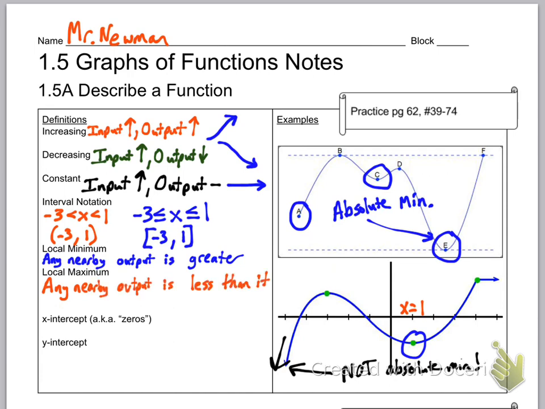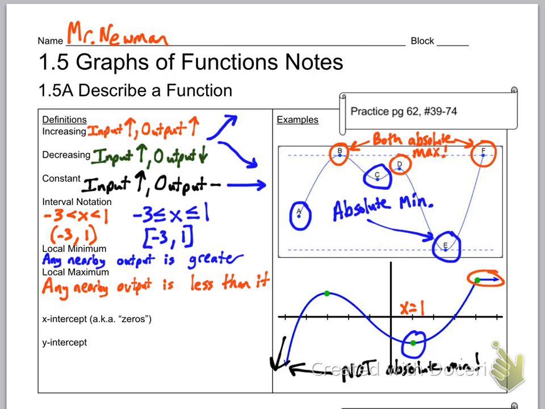Local maximum is when any nearby output is less than it. So, for example, B is a local maximum because if you go to the left or to the right at all, those values decrease and are less than that. D and F are the other local maximums, and this is a special case because we have two absolute maximums, and that can happen. In fact, you can have an infinite number. So B and F are both absolute maximums.